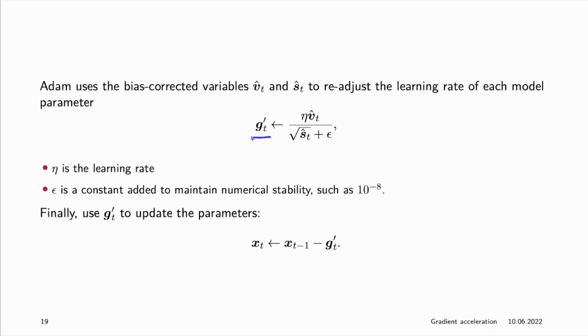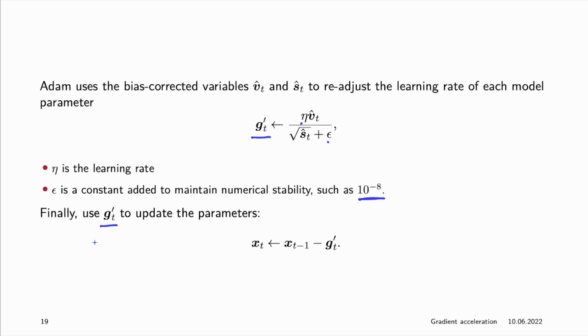And now these bias corrected variables vt hat and st hat are used to readjust the learning rate of each model parameter. Our update g prime at time step t is computed as eta, or learning rate, times vt hat divided by the square root of st hat plus a small positive constant for numerical stability, for example, 10 to the minus 8. Finally, this update g prime t is used to update our parameters. So the parameter vector xt is updated to xt minus 1 minus g prime at time t.